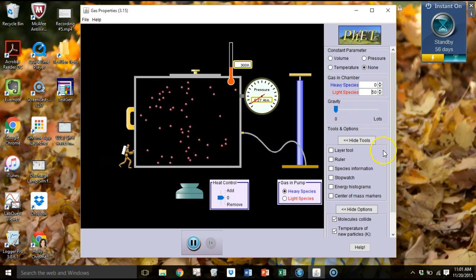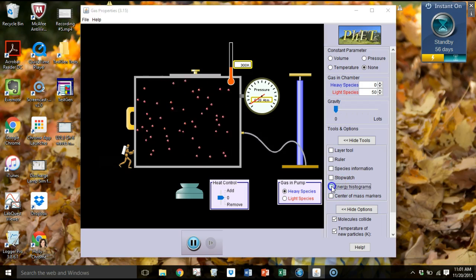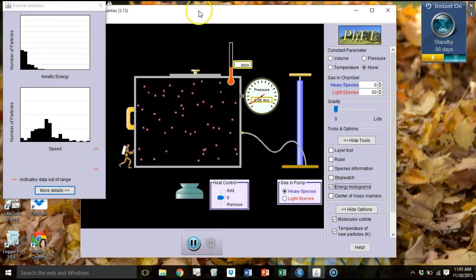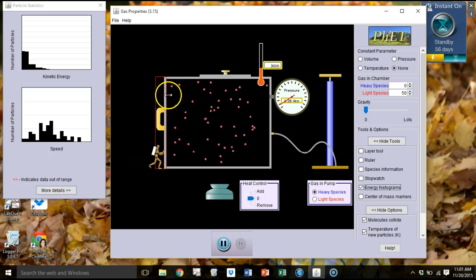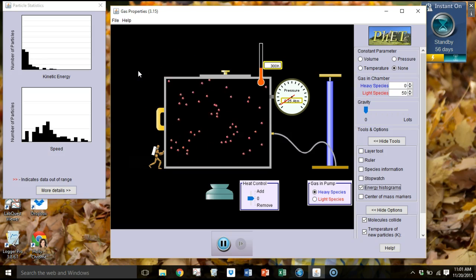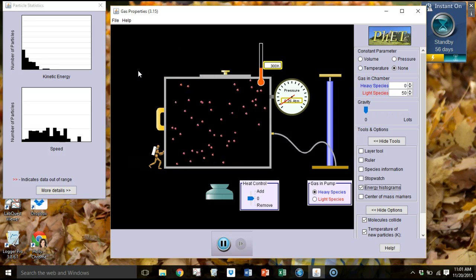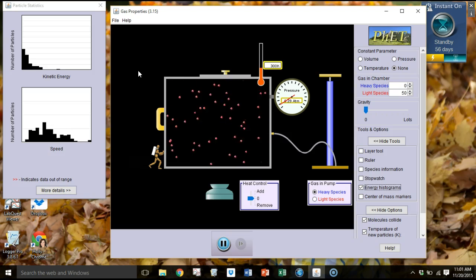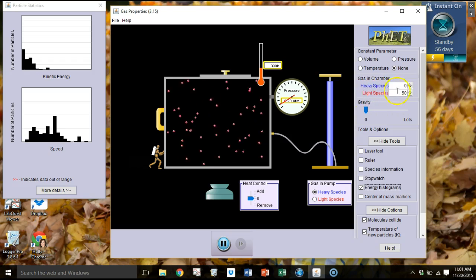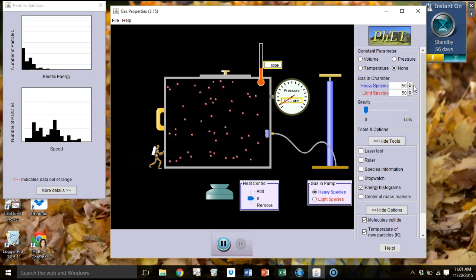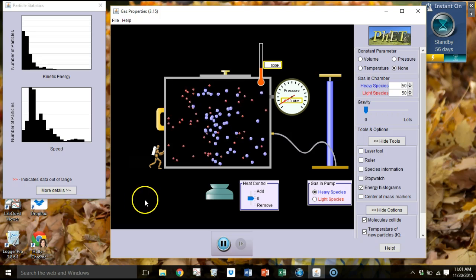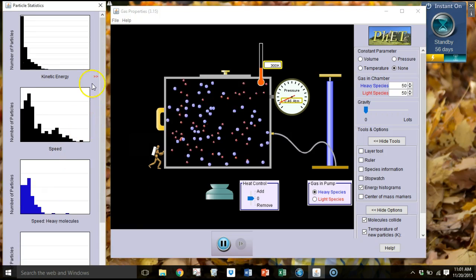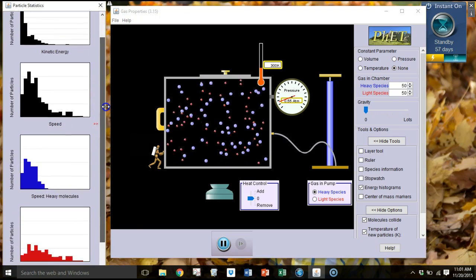Okay, so now we're going to go into the energy histogram. And there that is over here. We'll move this over a little bit. So notice what that shows us. And now we're going to add the 50 heavy species, just so we have a mixture of particles. And we'll click the more details so we can see what everybody's up to.